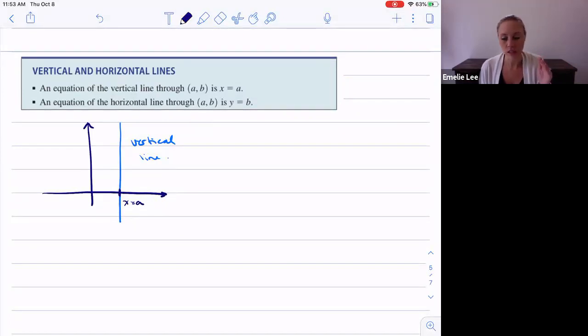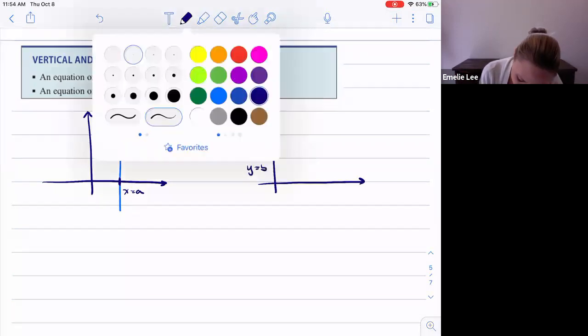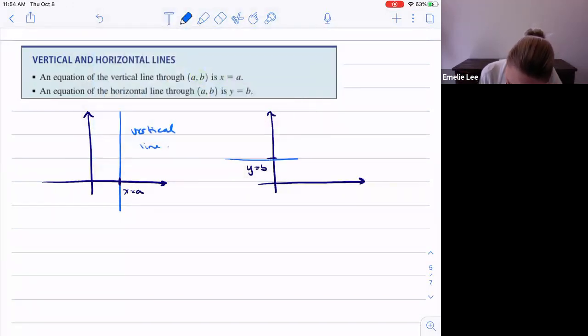A horizontal line is something that looks like this. So then it doesn't care what value of x you have, right? It's always just going to give y equals b. So if we've got our axes like this, and if I'm at a point y equals b here, then the horizontal line will look something like this. Easier because I've got the line. Right, so here, this is a horizontal line.